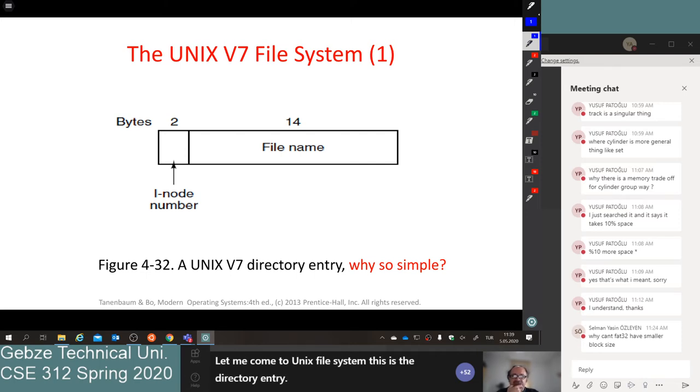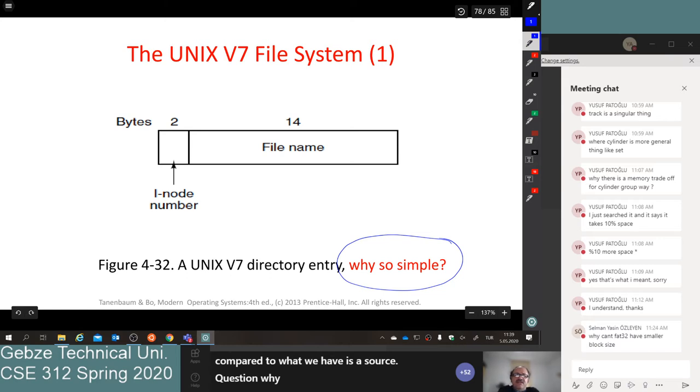Okay. And this is so simple. I don't have any date information, attribute information. What else? Read-write protection information in there. So why is it so simple compared to what we have with the MS-DOS? Question, why is the directory entry for a Unix file system so simple?